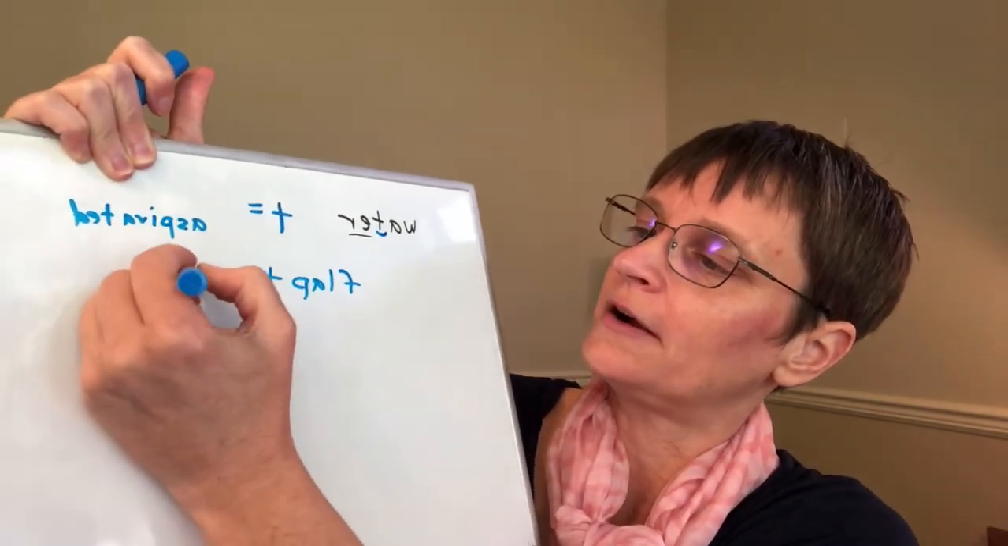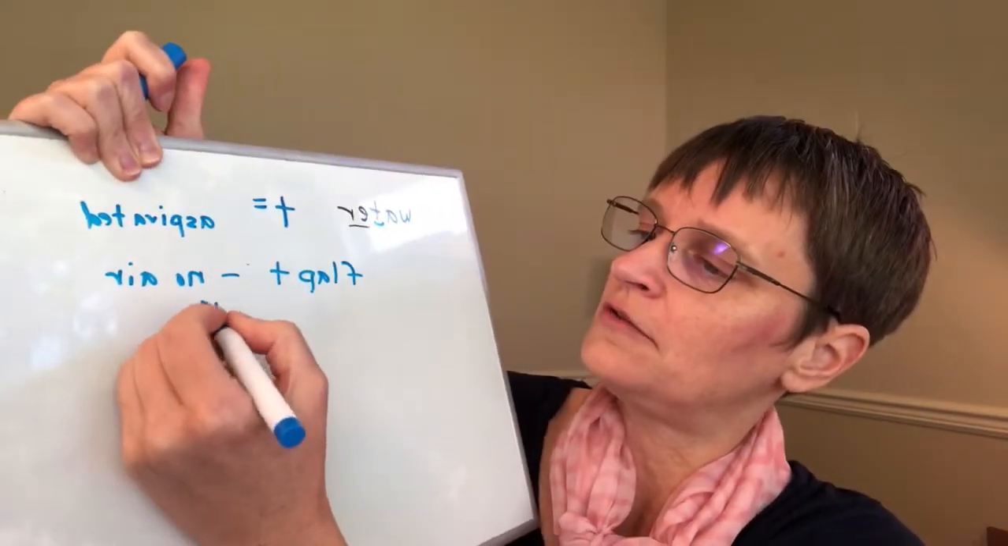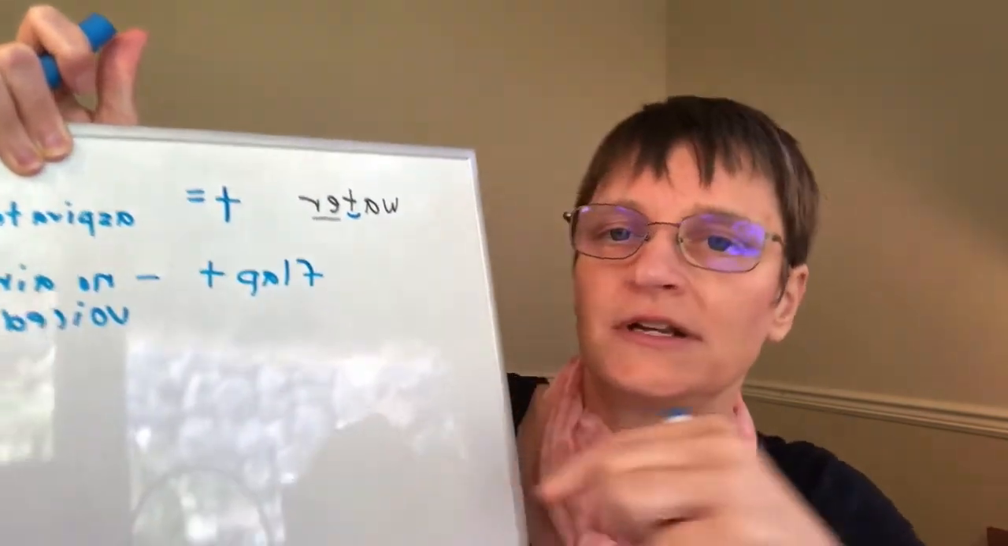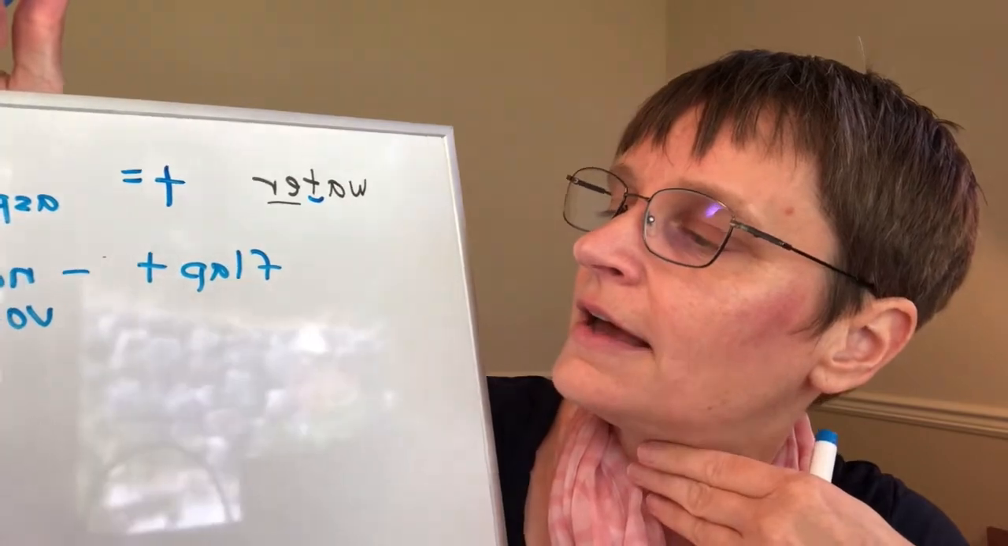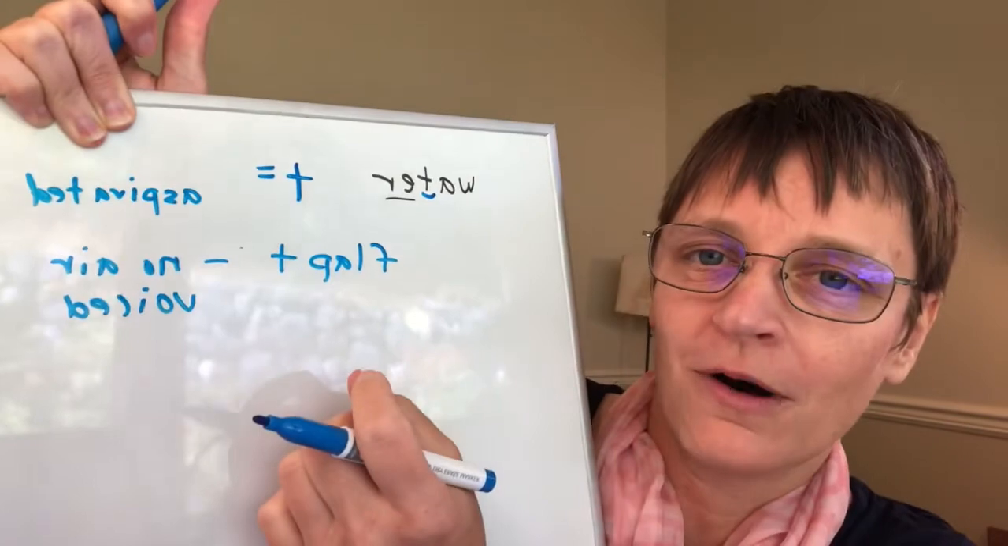The flap T has no air. So the puff of air doesn't come out, and it's also voiced. So the aspirated T has no voicing, but the flap T has voicing. And I can't really make the flap T by itself. I'll make it for you in the word water, water.